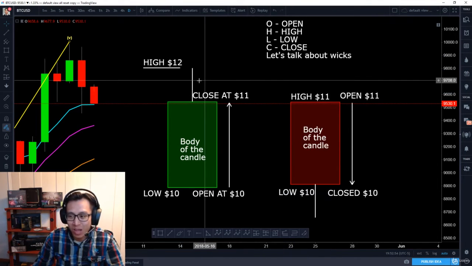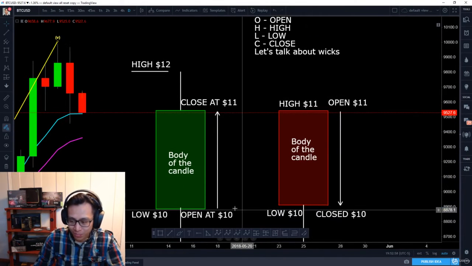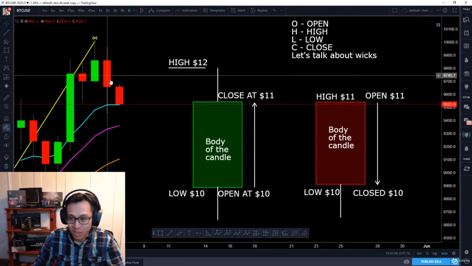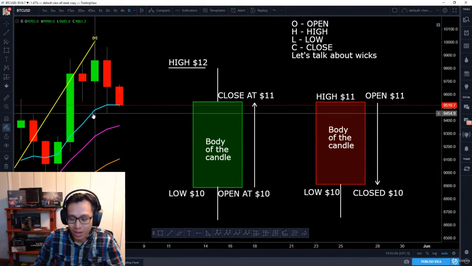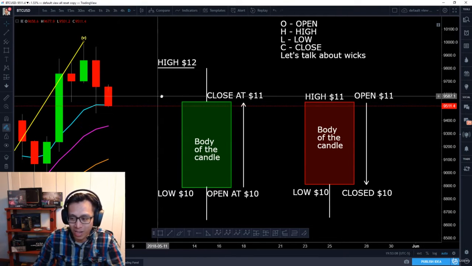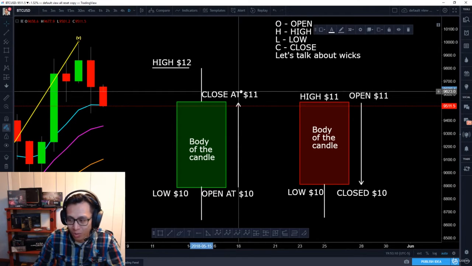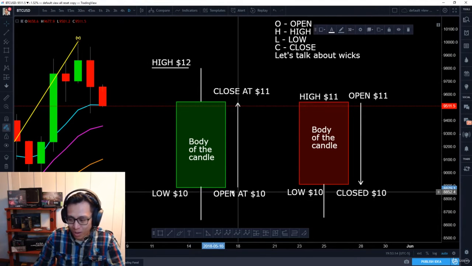Now let's introduce another concept, a wick down here, okay? And we see that often. Do you guys see this candle right here? It has a wick on the downside, and it has a wick on the upside, and it has the body of the candle right here as well. Okay, I'm sure you guys do see that. So let's talk about what happened here.